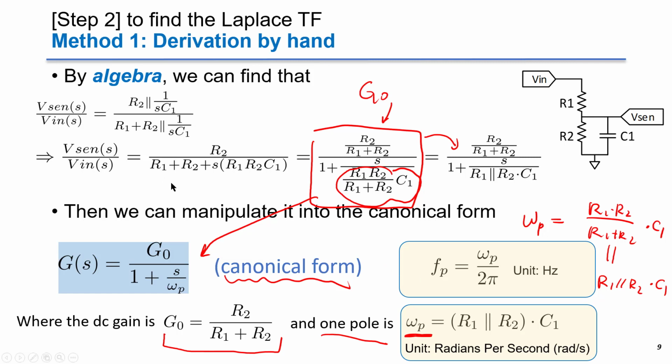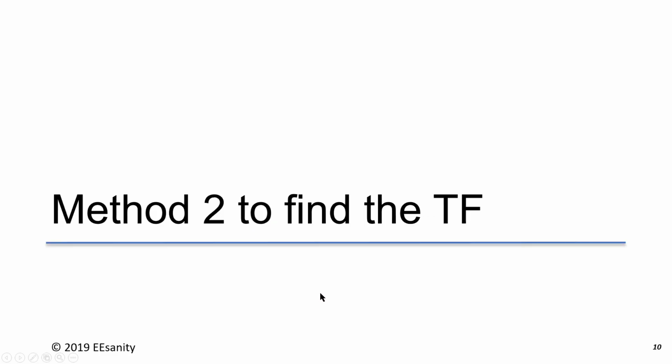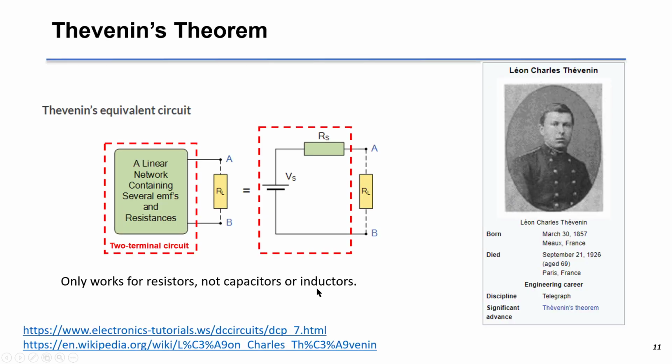Now the transfer function has been derived. We found it here. And we know the DC gain and the pole location already. We will use it in the third step. Another method to find the transfer function is to use the Thevenin equivalent circuit. It is a pretty useful method. It says that any linear circuit containing several voltages and resistance can be replaced by just a single voltage and a single resistor in series with the voltage across a load.